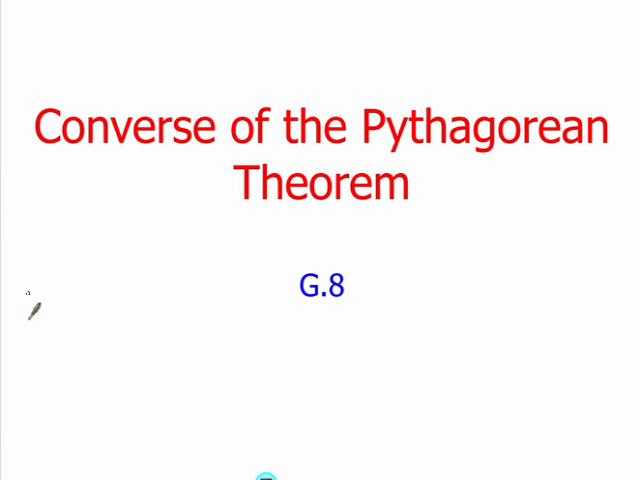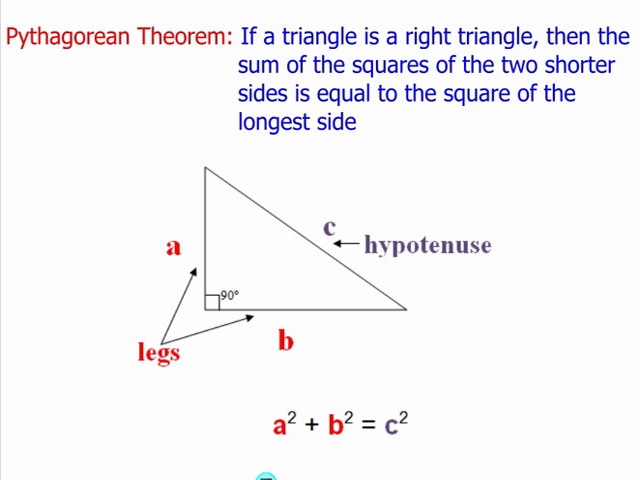For this video, we are going to be discussing the converse of the Pythagorean theorem. So first off, let's just revisit the Pythagorean theorem. Pythagorean theorem is one of the most famous geometric theorems, and it says that if I'm given a right triangle, then the sum of the squares of the two shorter sides is equal to the square of the longest side. We call the two shorter sides our legs, and our longest side the hypotenuse.